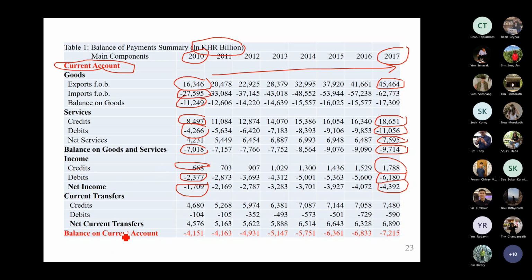Let's go to the second term, the secondary income transfer, or I may call that the ODA. This is the money that Cambodia receives through the ODA. Okay, so you can see that in the year 2010, the amount of money being transferred in is about 4.6 trillion, and the money that flows out is about 104 billion.